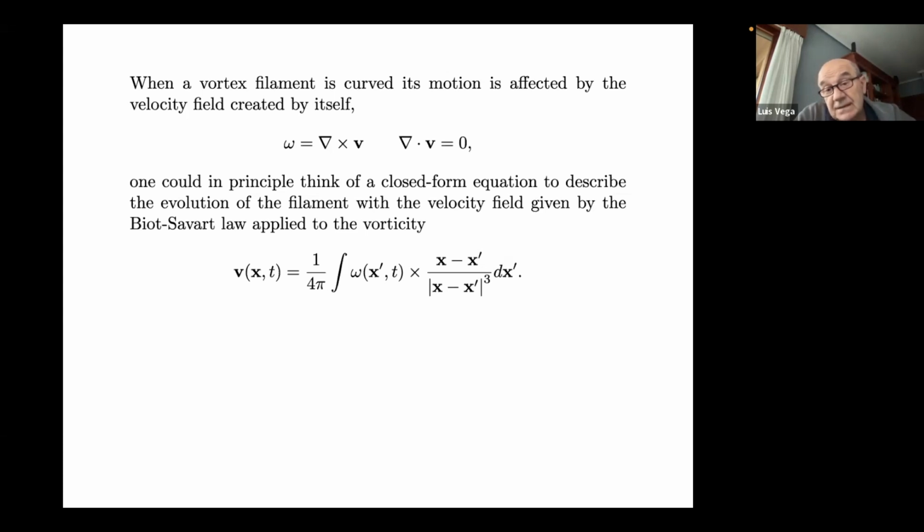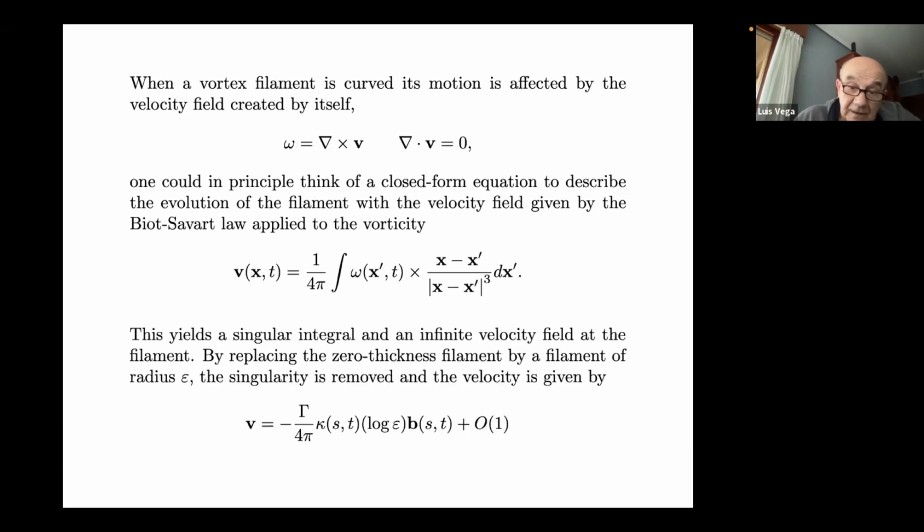serious problem because the kernel grows like the inverse of the distance to the filament squared. So when you integrate once, that will mean that the leading term will be kind of the inverse of the distance to the filament. That of course diverges. And this is what is called the desingularization of the Biot-Savart integral problem, right?